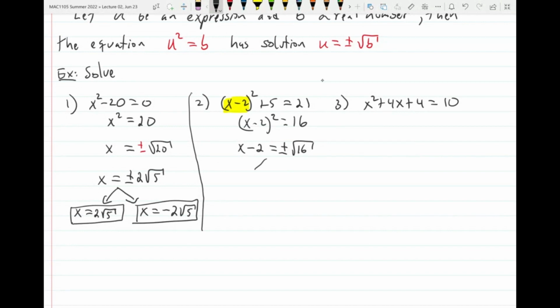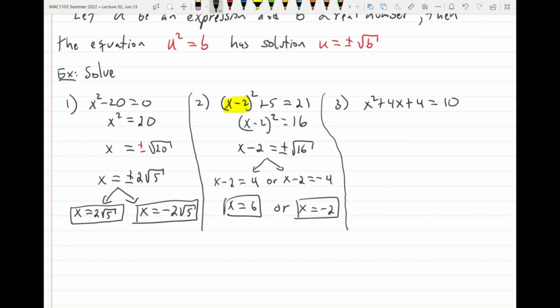Okay? So now, there are two little equations here. What are they? X equals, so let's write the equation. So x minus 2 equals positive 4, right? X minus 2 equals negative 4. Does everybody see this? Those are the two equations, one with the plus, one with the minus. Now finish solving. So we get 6 or -2. Questions? Okay, good.